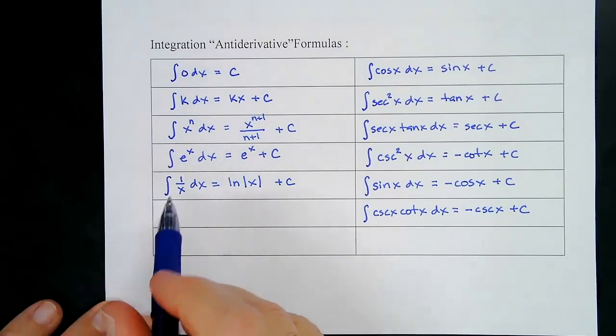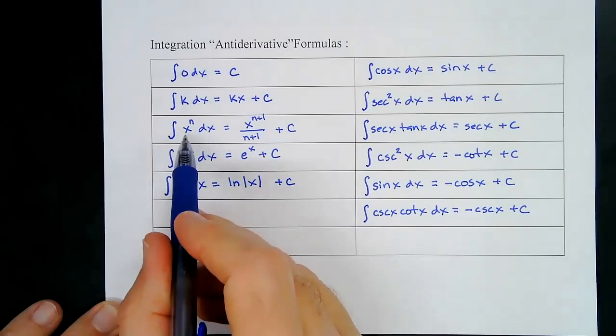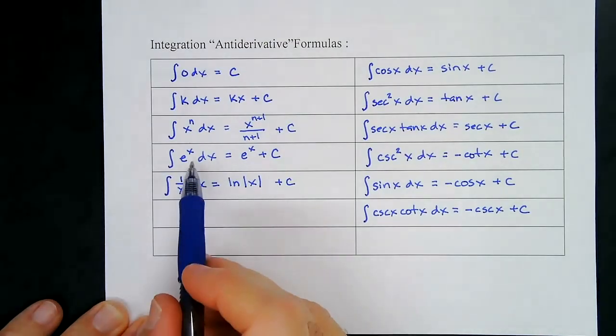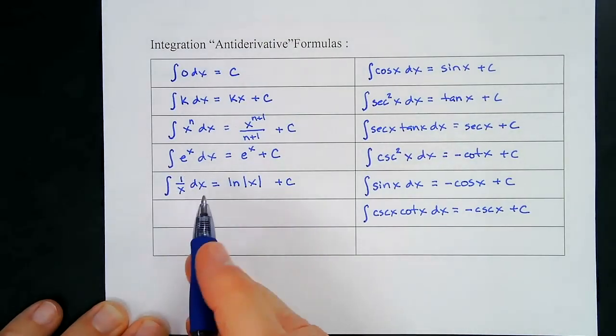There are going to be some other ways. And you may be thinking, well, couldn't I just rewrite it as x to the negative 1? And there's going to be a problem with that I'll show you in just a little bit, okay? So we did e to the x. We did 1 over x.